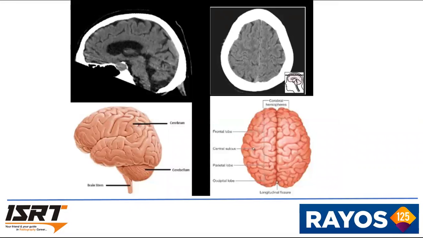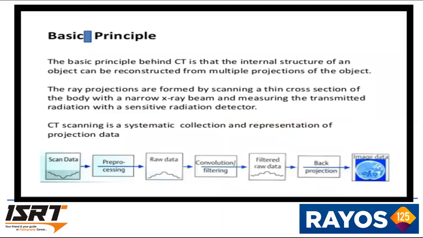Now let us start our small journey through the CT brain. The fundamental concept of CT is that the internal structure of an object can be reconstructed from multiple projections of that object. The transmitted or attenuated X-ray beam having the information of the specific organ or object is detected by sensitive detectors. CT is a transmission type imaging modality.